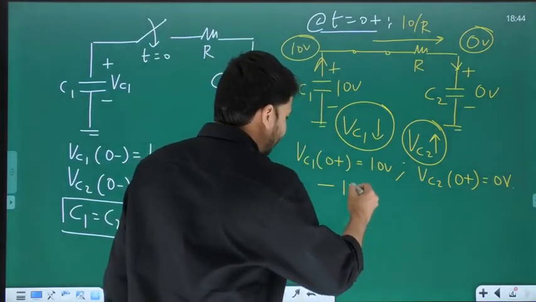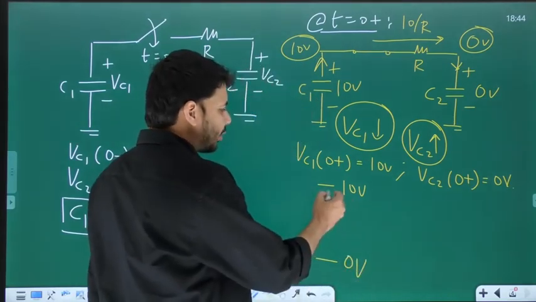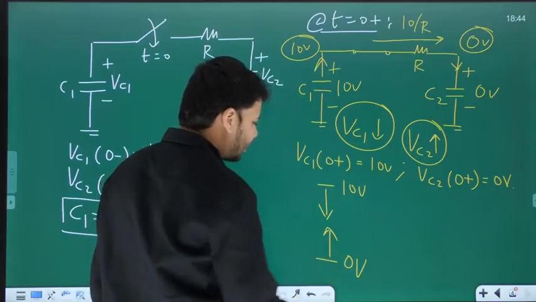Let this be 10 volts. VC2 initial is what? 0. And what is happening to VC1? It is continuously falling. And what is happening to VC2? It is continuously increasing.